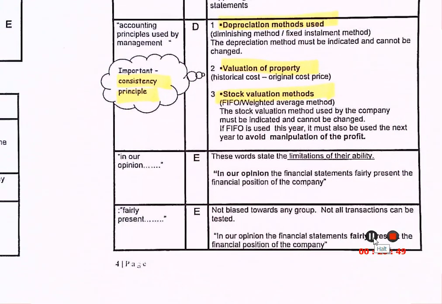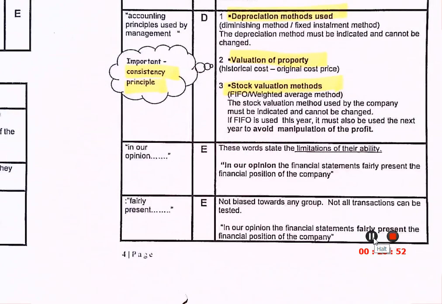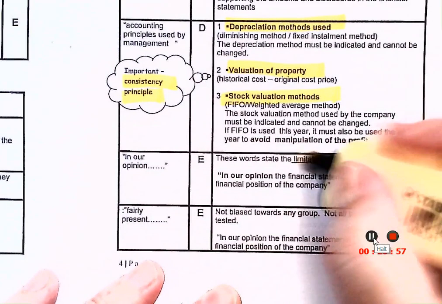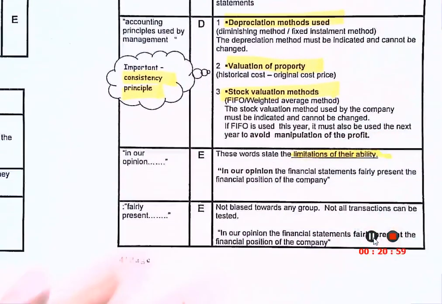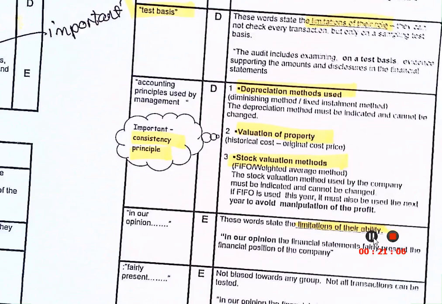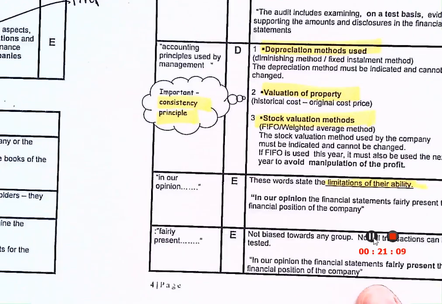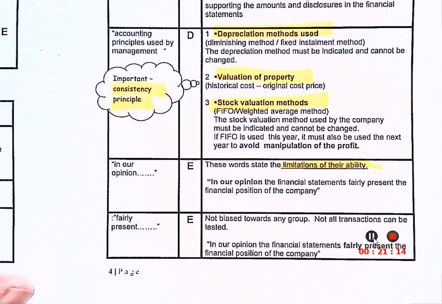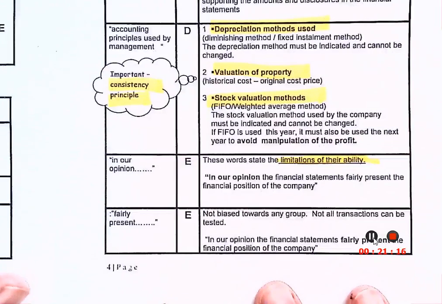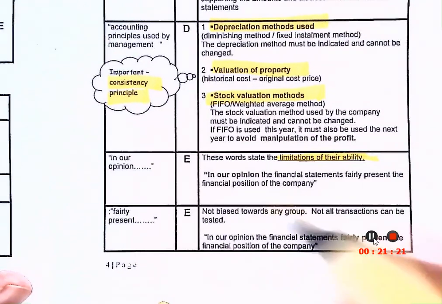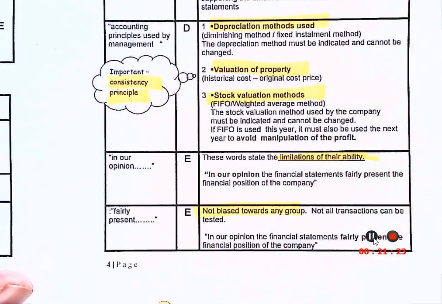So, the words, can you see again? Can you see how often they use this sentence? Limitations of their ability. Limitations of their role. Can you see they are limited in what they can do? Okay. So that's why they say it's just our opinion. It might not be like that, but I didn't go through everything. Fairly present just means they are not biased towards any group. Okay.